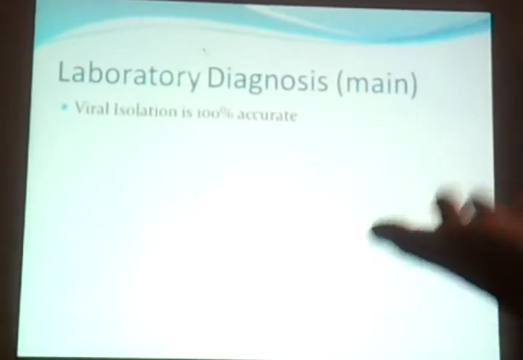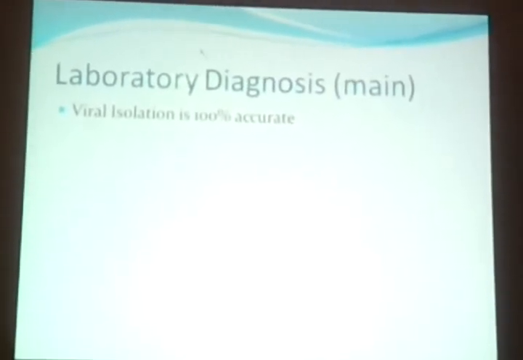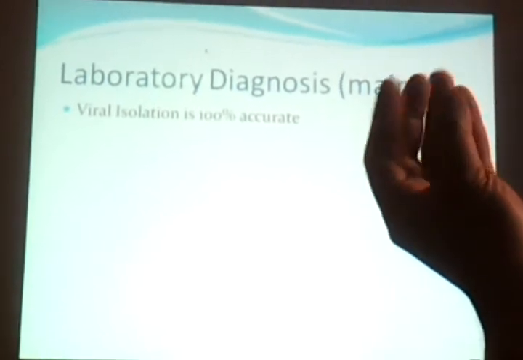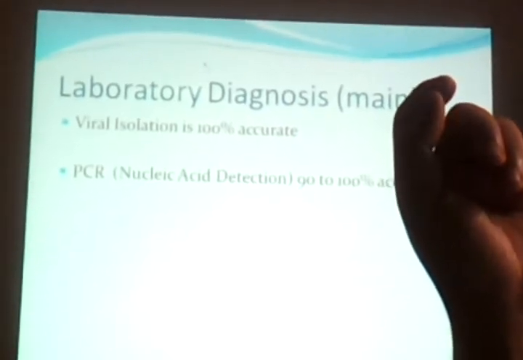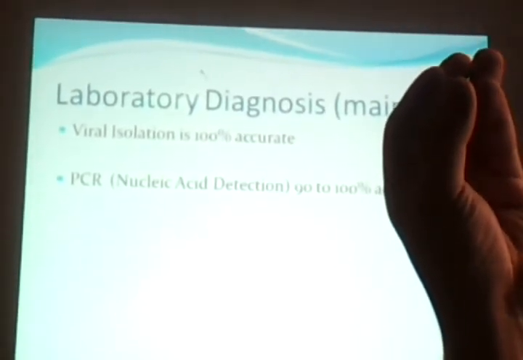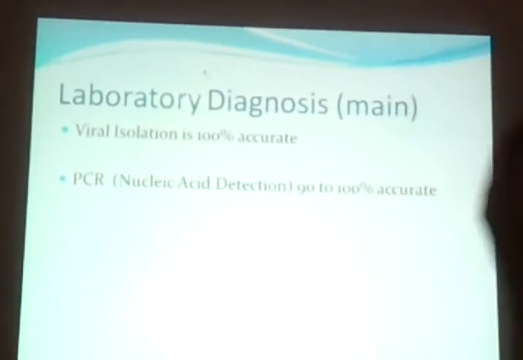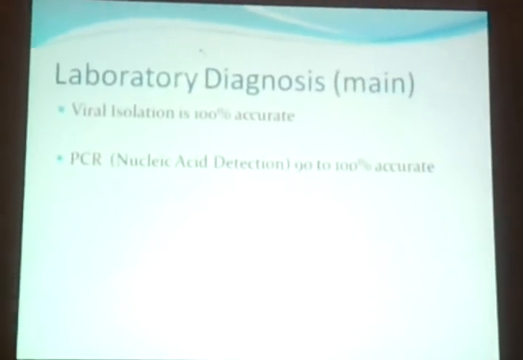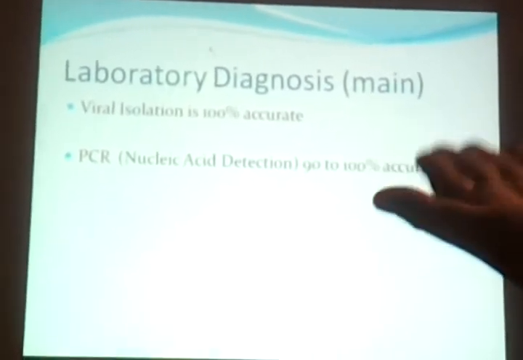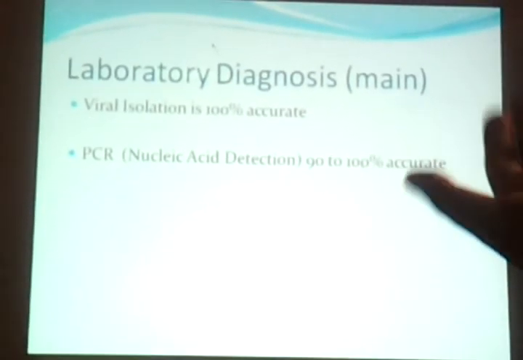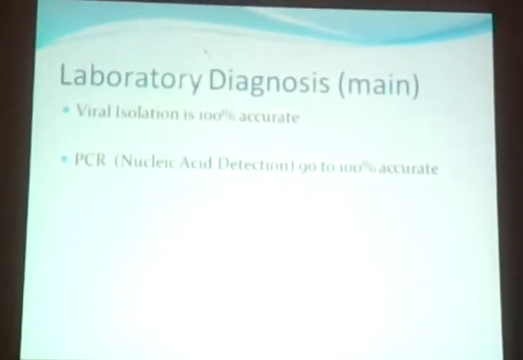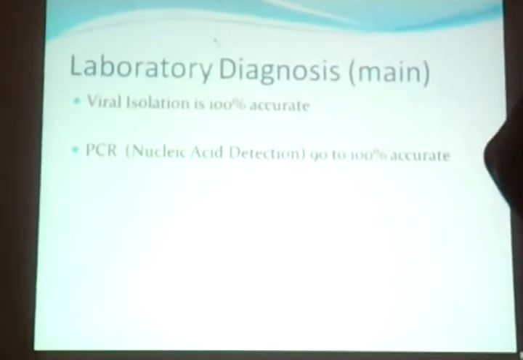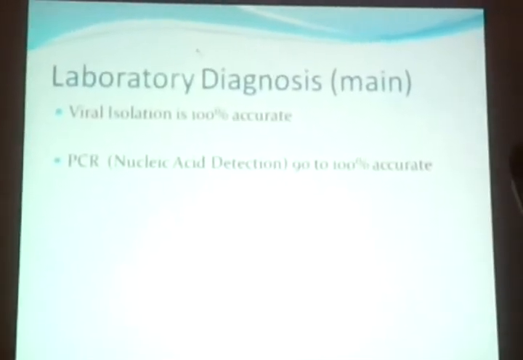Of course, viral isolation is 100% accurate, but it takes 4 weeks for you to grow the virus on your artificial tissue. Okay. Normally we use the duck embryo, and I believe that you eat it here, right? You eat that here, di balut. Oh my goodness. Anyway, PCR, okay? PCR nucleic acid detection is 90 to 100% accurate, but later you will see why it is not considered the primary diagnostic tool, although it falls under the main diagnostic tools.